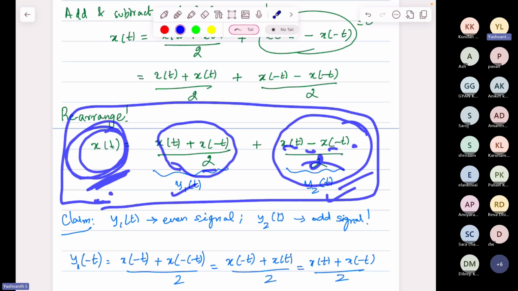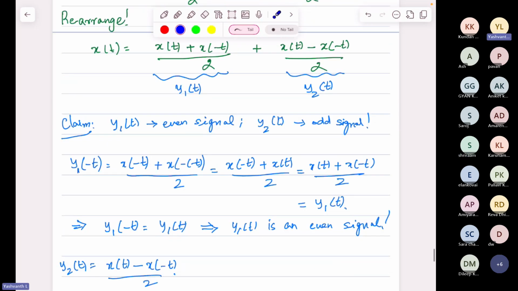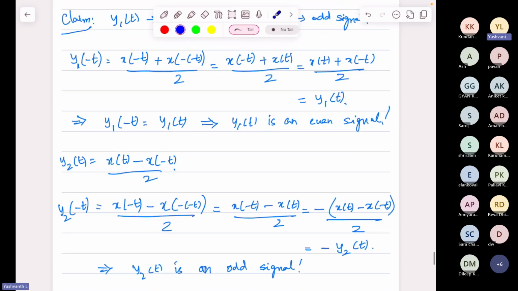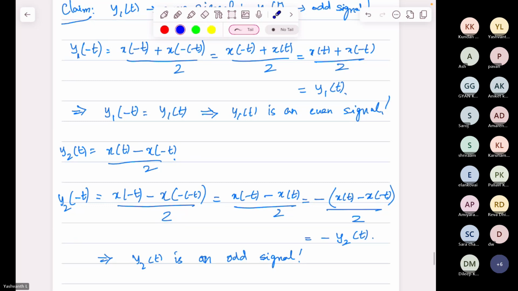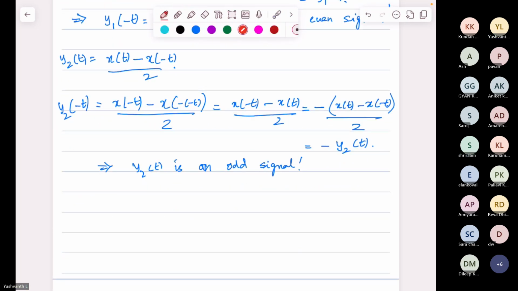So that means any signal x of t can be written as a sum of an even signal and an odd signal. That basically finishes this first question. If there are any doubts, you can ask me now. Okay, since there are no doubts, I'll go to the second question.